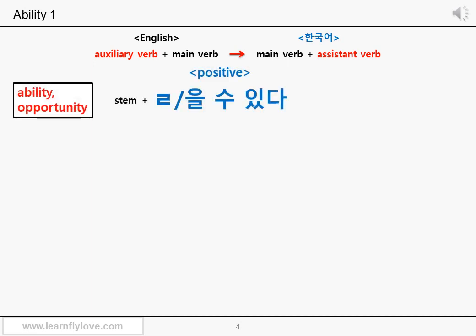When you want to say you can do something, you add the final L consonant if there is no final consonant in the last letter of the stem, or 을 sound if there is a final consonant in the last letter of the stem, plus 수 있다 to the stem of the main verb. Again, final L or 을 sound plus 수 있다, 을 수 있다. We'll break it down and explain about it nicely.